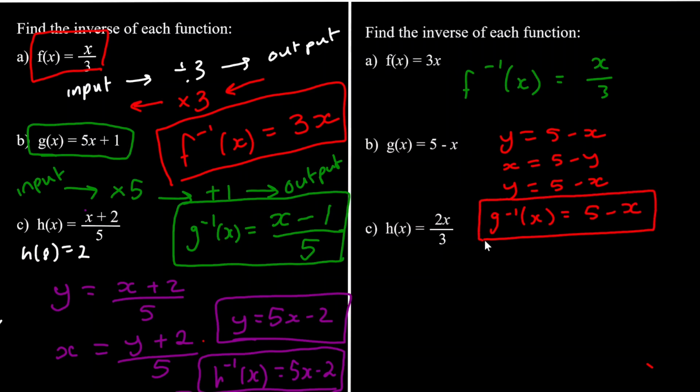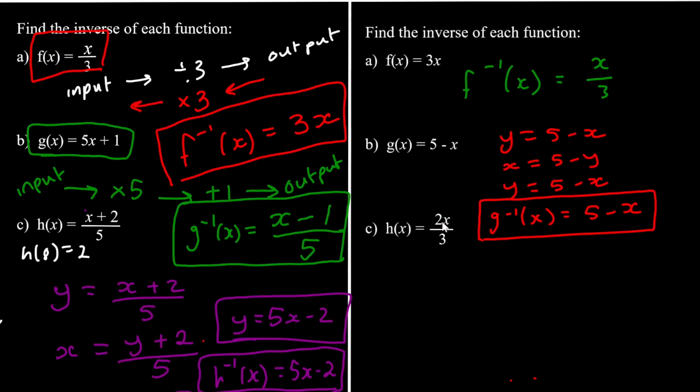And you can say that's self-inverse. So the function and its inverse are actually the same. So if we put 2 into g of x, we get out 5 minus 2, 3. I then put 3 into our inverse. 5 minus 3 takes us back to 2. So it's called a self-inverse. The function itself is the same as the inverse.